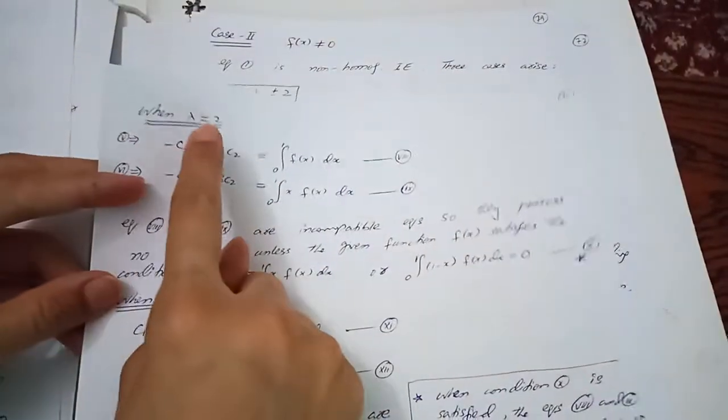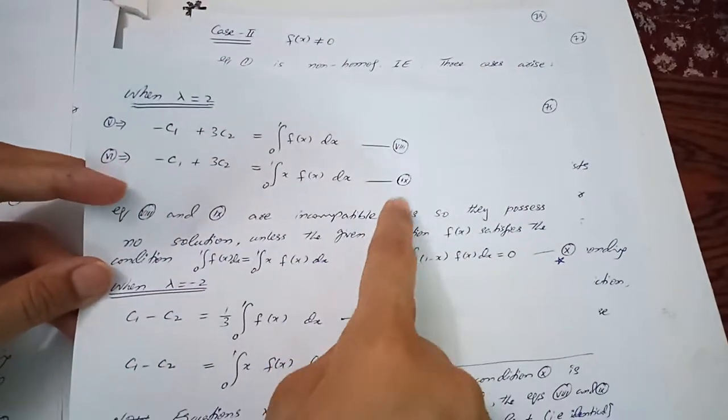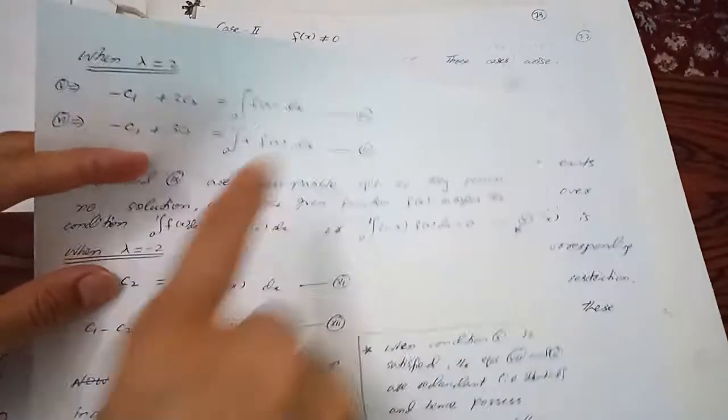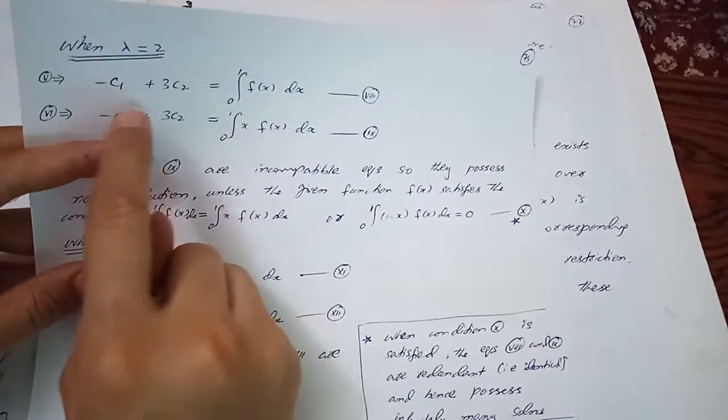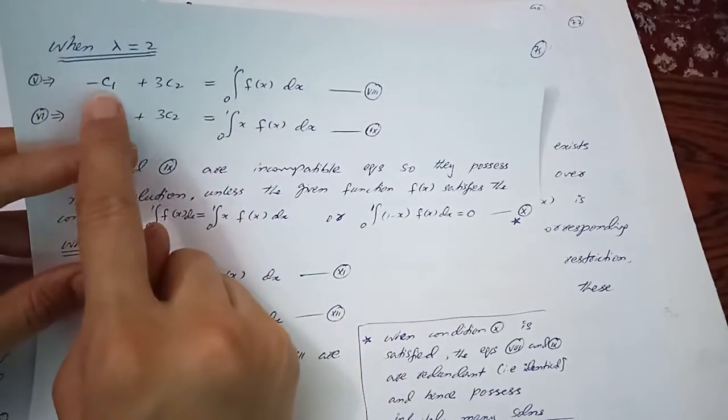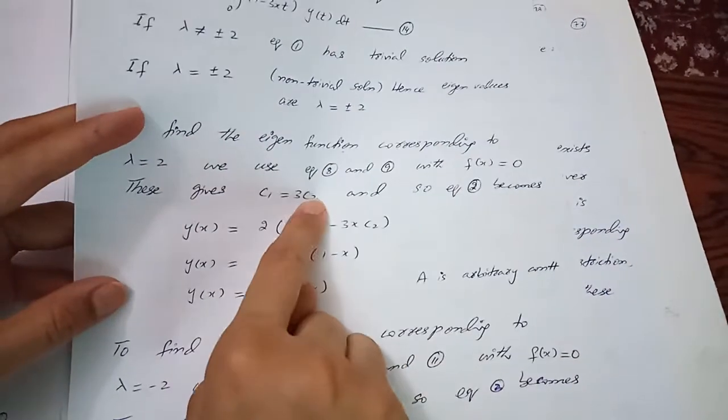This is for lambda equals 2, equations 8 and 9, with f of x as 0. If I set f of x as 0, I will get this equation equal to 0, this one as equal to 0, so I will get c1 equals 3c2.